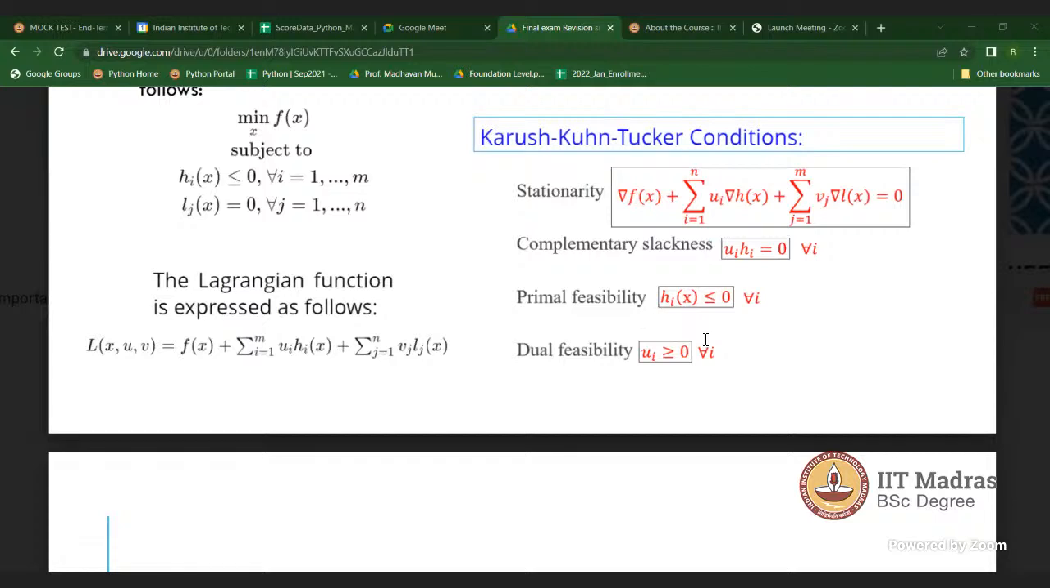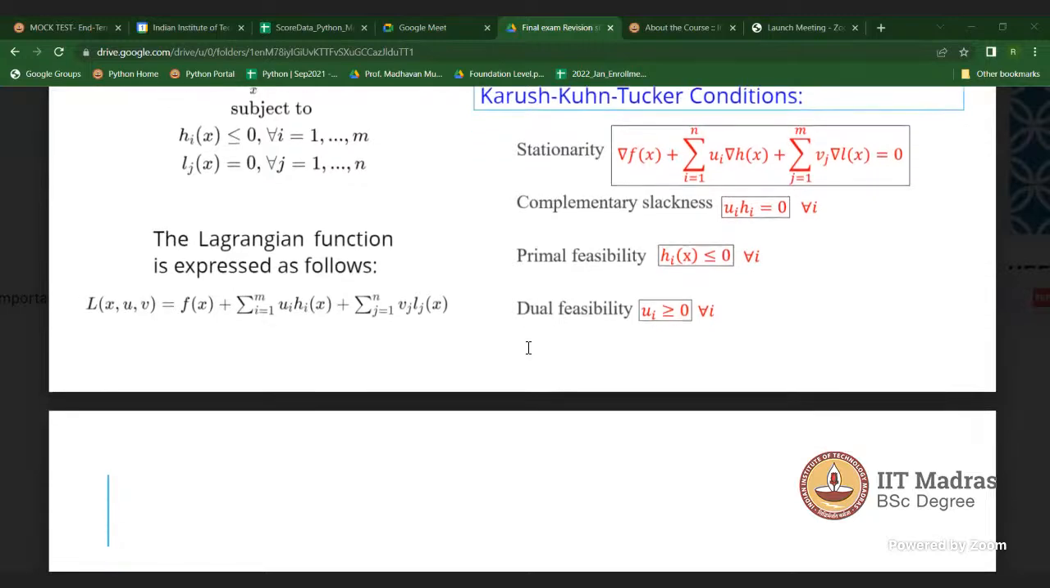The primal feasibility one is this: h of x is less than or equal to 0. That is just the initial condition itself. And all these constant values u_i should be greater than or equal to 0. Cannot be less than 0. So using these four equations we can solve for any problem.